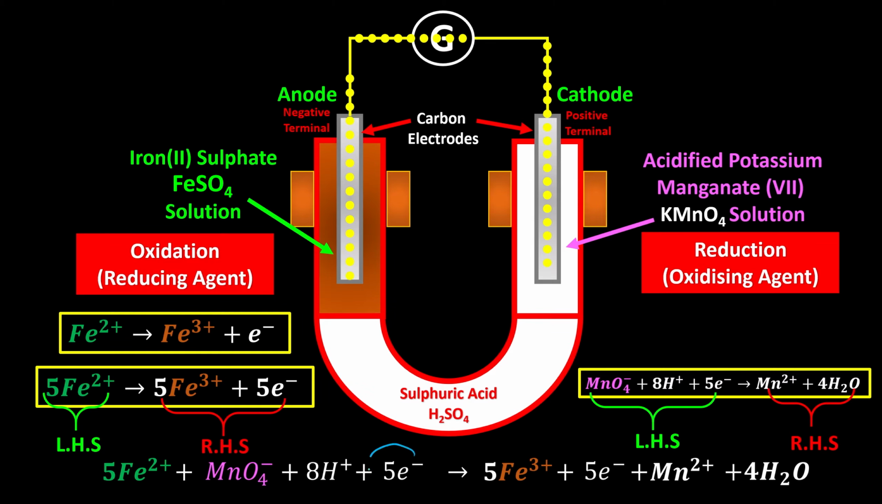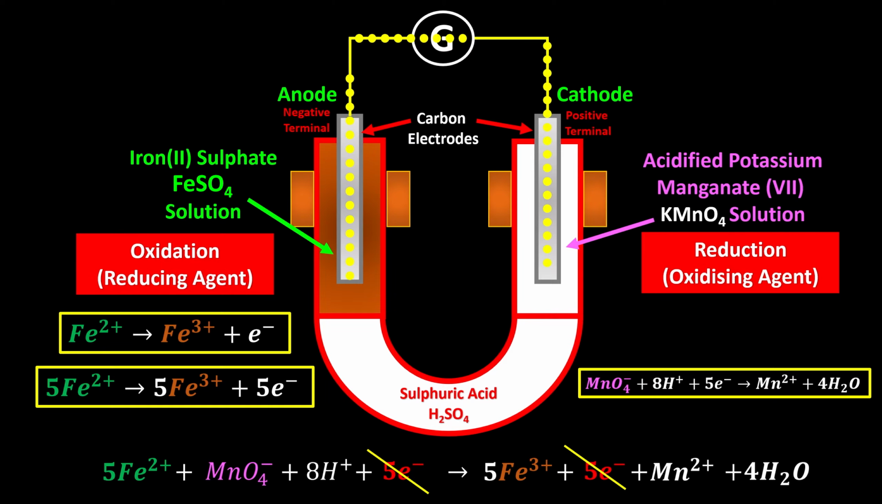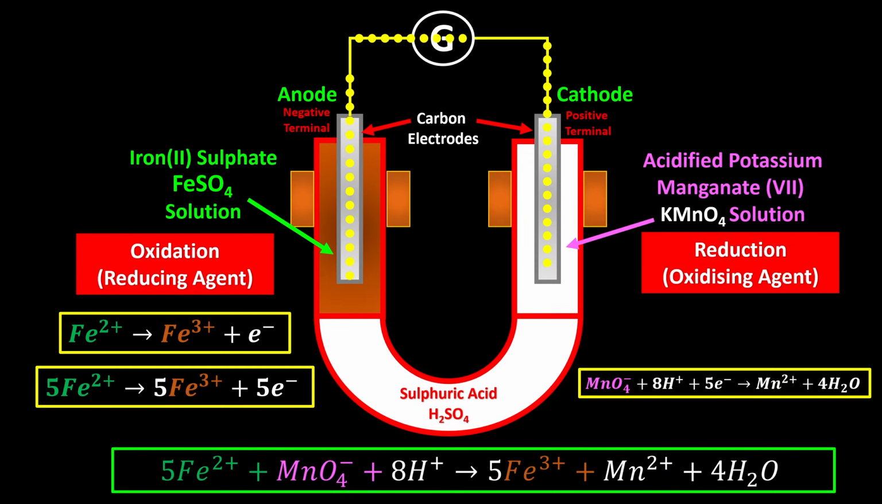But do you realize that we have 5 electrons at the left and 5 electrons at the right? So eventually they can cancel out each other. So we can remove them from our ionic equation. This is why we are left with something like this.